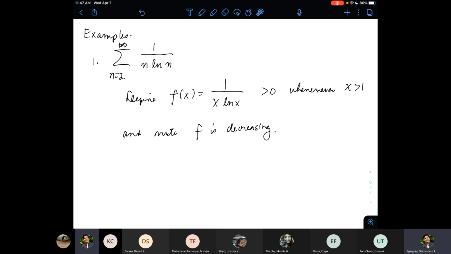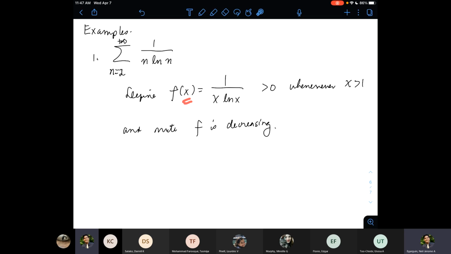Why is it decreasing? Because when x increases, the denominator also increases. And the bigger the denominator is, the smaller the fraction is, right? So that means when x is larger, the function value is smaller. So it would be decreasing. It is positive, so I can use the integral test.